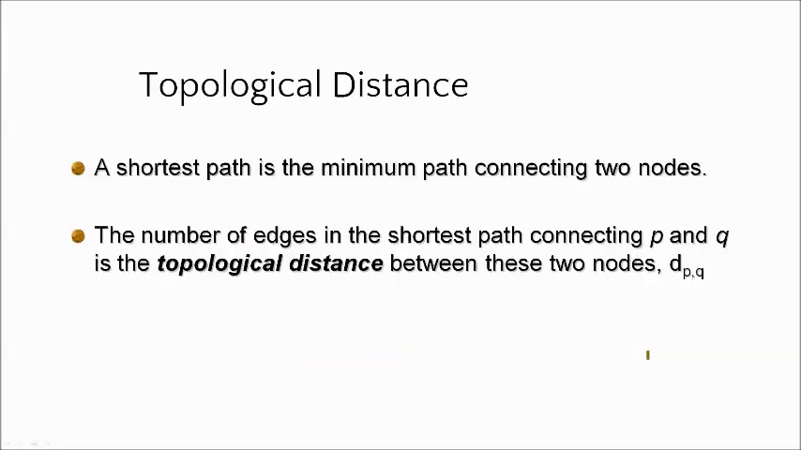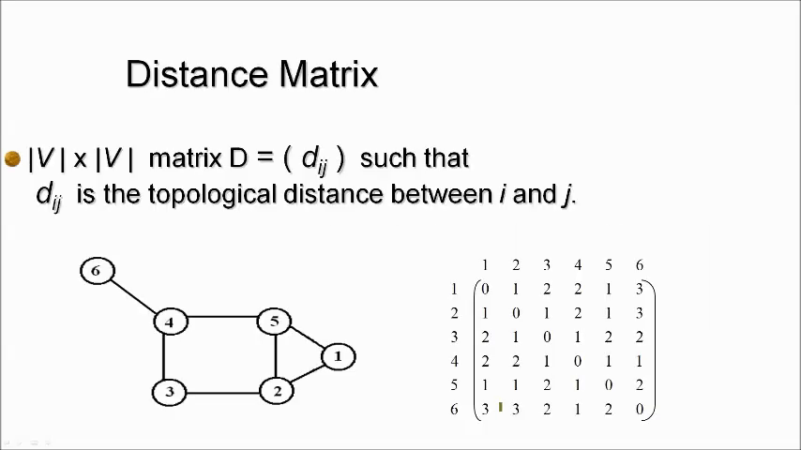Okay? So next is topological distance. So a shortest path is the minimum path connecting two nodes. The number of edges in the shortest path connecting P and Q is the topological distance between two nodes. Okay, so sometimes represented as D sub P,Q. So here is the distance matrix. So we have the example here. We have the graph here as shown in the screen.